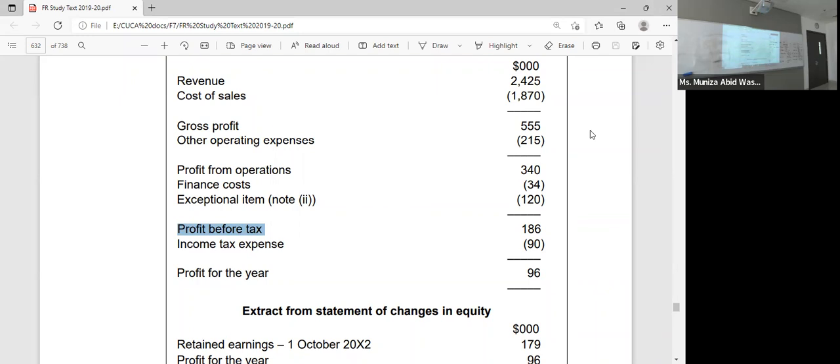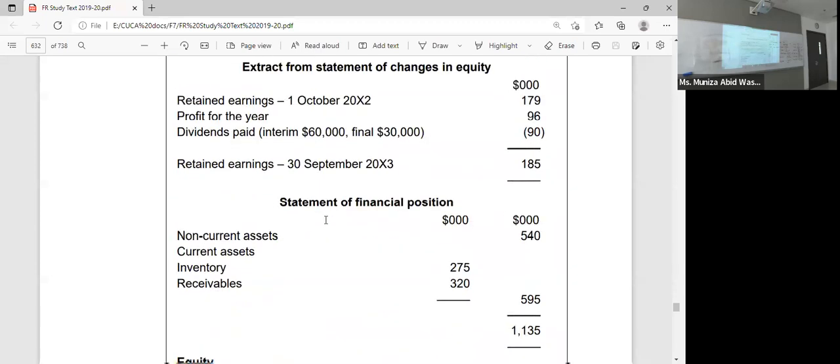So profit before tax is 186. If you are going to add the finance cost to that, you will get the profit before interest and tax. Profit before tax is being given as 186. If you add back the finance cost, you will be getting profit before interest and tax.